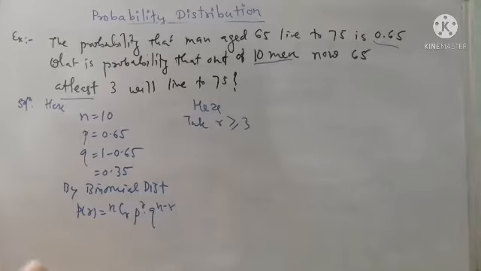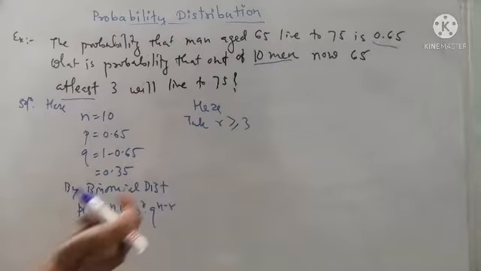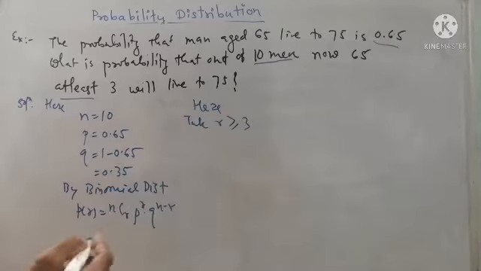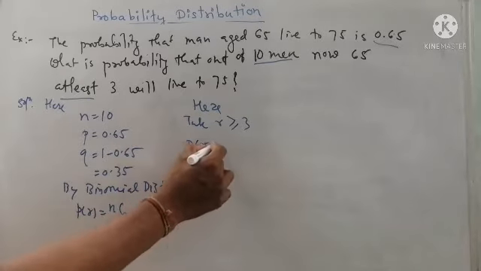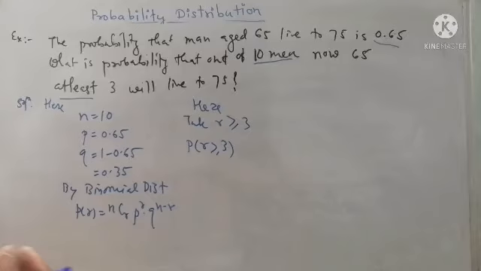That means R is 3 means 3 out of 10 will live to the age of 75. R is 7 means 7 out of 10 will live to the age of 75. At least 3 means we have to find R greater than or equal to 3. Now R greater than or equal to 3 means R has a number of values.